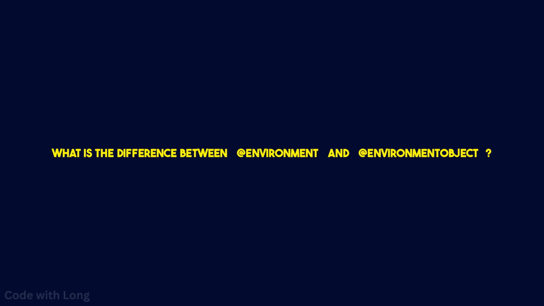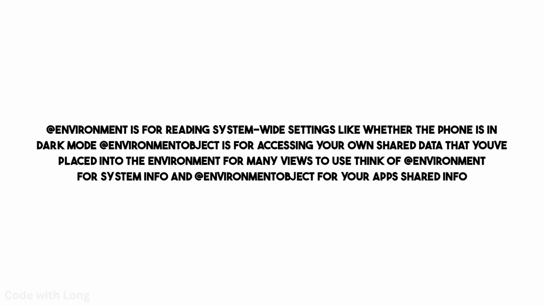What is the difference between @Environment and @EnvironmentObject? @Environment is for reading system-wide settings, like whether the phone is in dark mode. @EnvironmentObject is for accessing your own shared data that you've placed into the environment for many views to use. Think of @Environment for system info and @EnvironmentObject for your app's shared info.